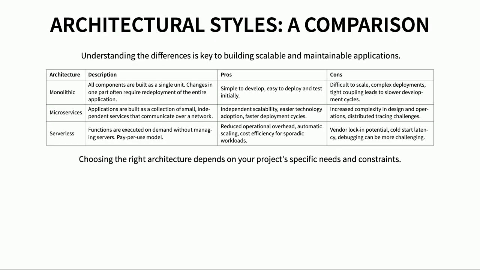Okay, let's talk about how different parts of an application are built. We often hear about architectural styles, and today we're comparing three major ones: monolithic, microservices, and serverless. A monolithic architecture is like a giant block. Everything lives together in one place. It's simpler to start with, but as your app grows, it can become really hard to scale and update.